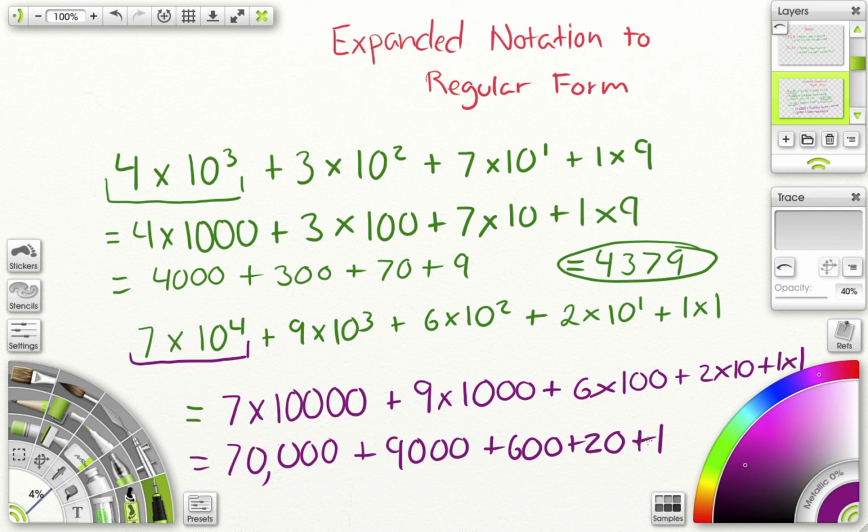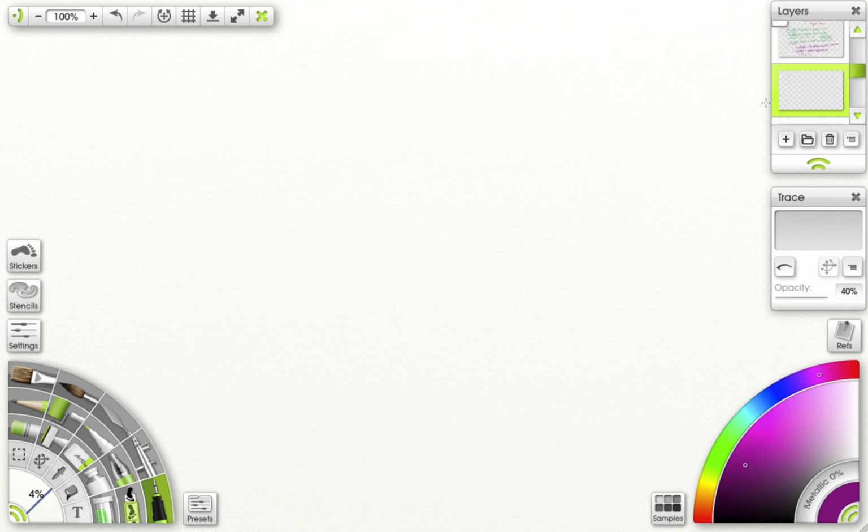All right, and now we add this all up together. So 70,000 plus 9,000 is 79,000 plus 600 plus 20 plus 1. If we're just doing this all up together, we look at our first placeholder, so 7, then 9, then 6, then 2, and then 1. So I have 79,621. So that's that. We're also going to do a couple questions that go all the way up to 1 million. So 1 million.